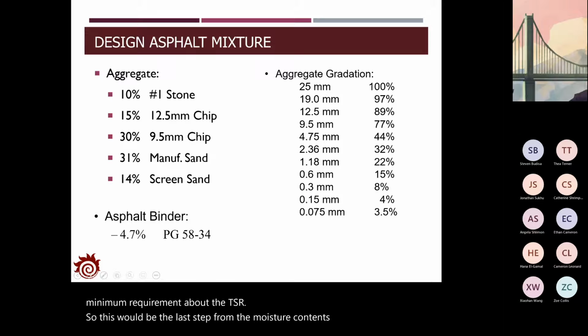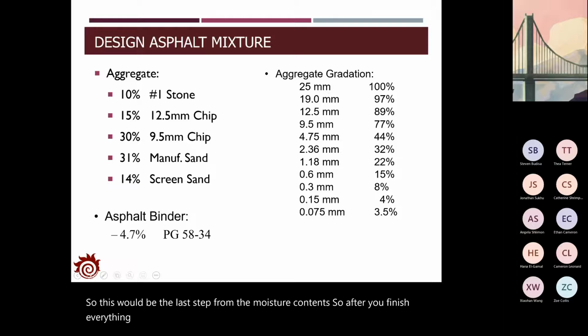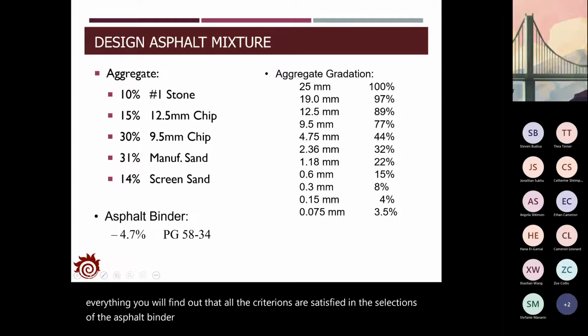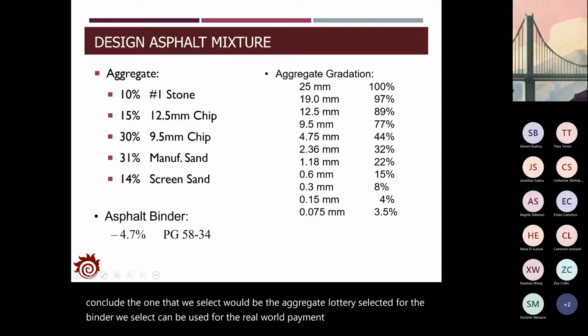So after you finish everything, and you find that all the criteria are satisfied in the selection of the asphalt binder and in the moisture sensitivity analysis, then we can conclude that the aggregate that we select and the asphalt binder we select can be used for the real world pavement design. This actually comes from the Superpave mix design.